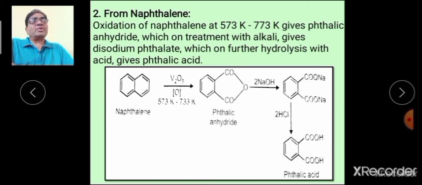Second method from naphthalene. Naphthalene on oxidation at 573 to 773 Kelvin gives first phthalic anhydride, which on treatment with alkali gives disodium salt, which on hydrolysis gives phthalic acid. This is a naphthalene. On oxidation gives phthalic anhydride. On treatment with alkali gives disodium salt, and decomposition of this disodium salt in presence of acid gives phthalic acid.